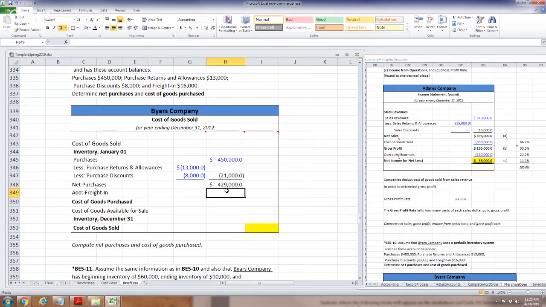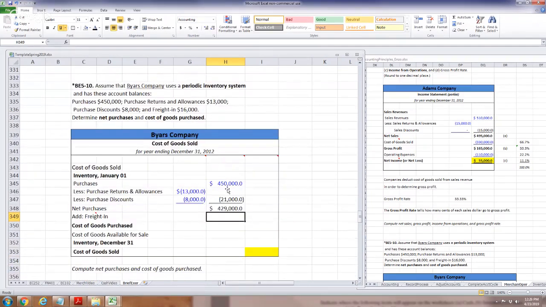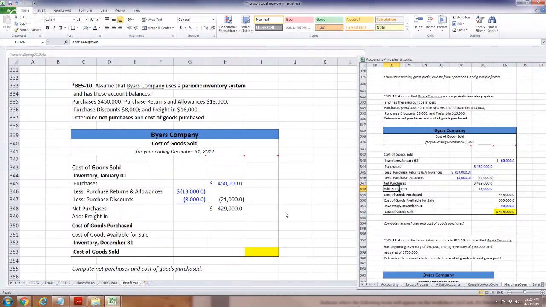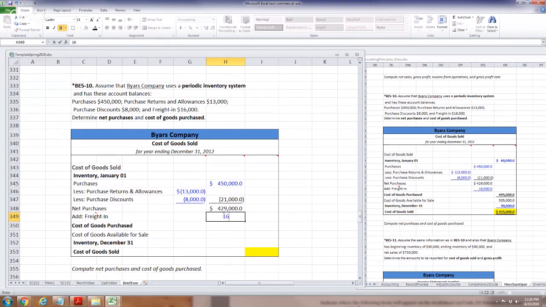So we have our freight in is 16,000. And you're not subtracting it, you're adding that in. So equals sum.